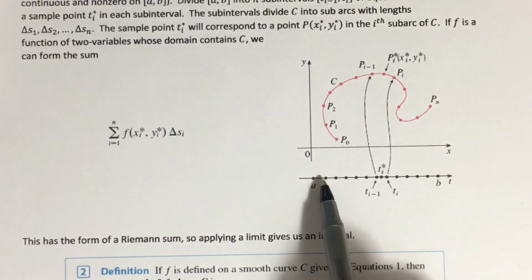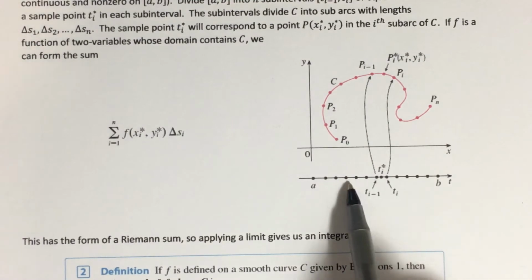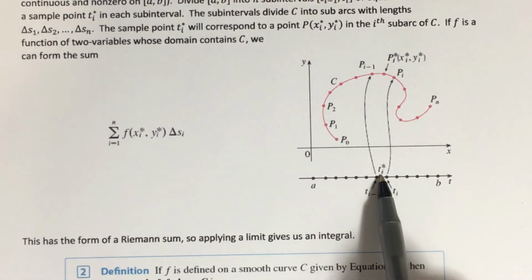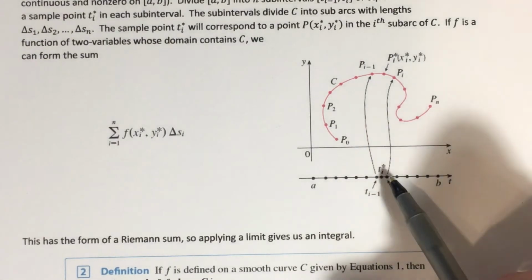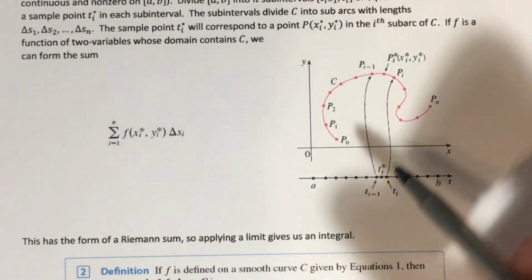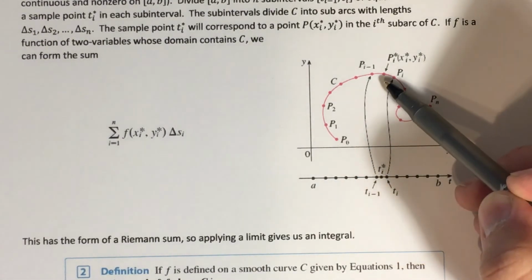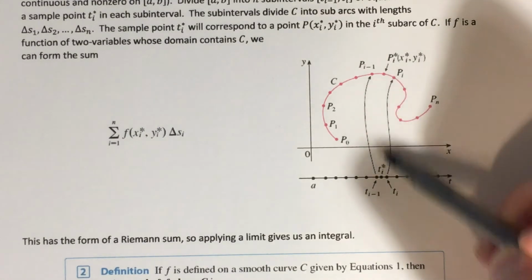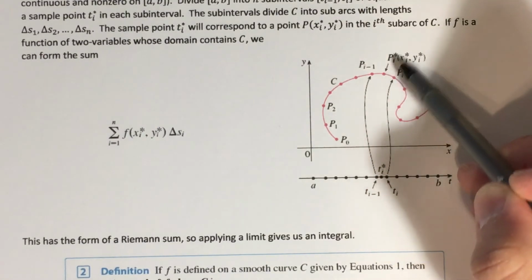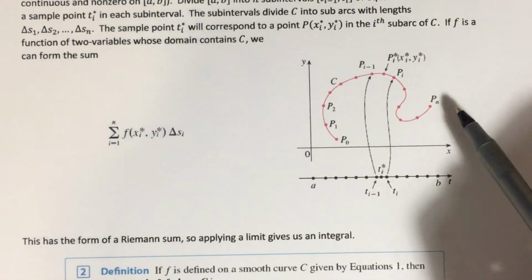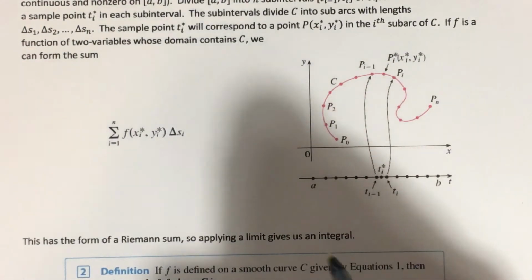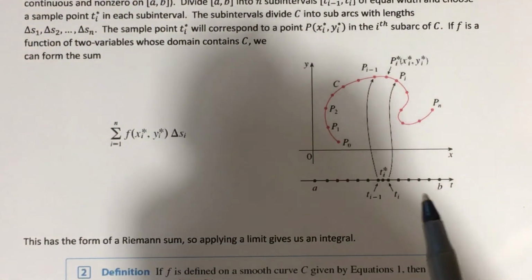Now, if I were to go through each one of these little subintervals and choose a sample point, say ti star, then plugging ti star into our parametrization is going to lead us to one of the points in the ith subinterval in this case, which I'm going to call pi star. We need those sample points in order to come up with a Riemann sum.